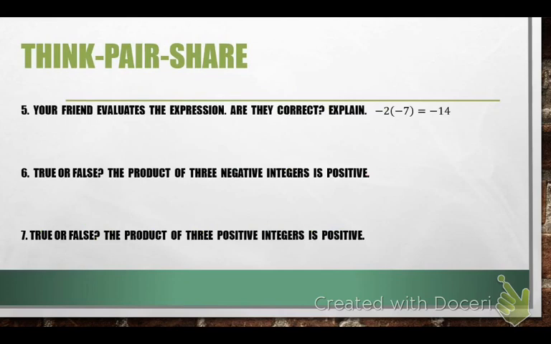Your friend evaluates the expression. Are they correct? This is what they say. Negative 2 times negative 7 equals negative 14. Are they correct? Yes or no? No. No. Who can tell me where they went wrong?